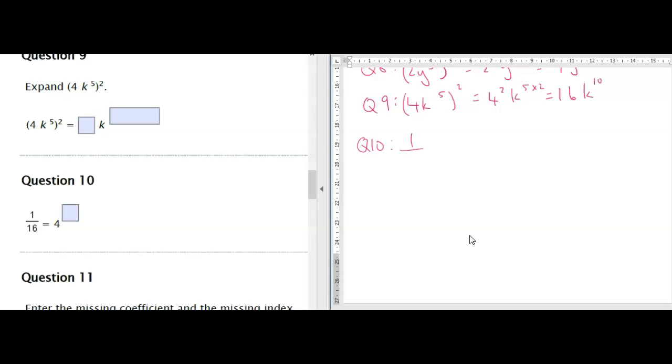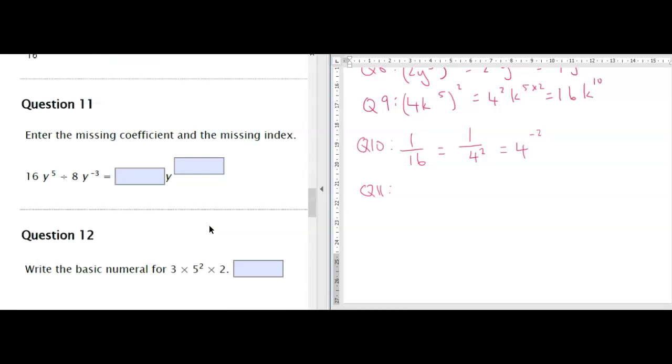We've got 1 over 16 is the same as 1 over 4 squared. Okay, so you can see in the question we want the base 4. So 16 is the same as 4 squared. And we're going to be writing that because 4 is now not a fraction, it's a whole number. But we write it then to a negative power, which is -2. So just understanding your negative indices.